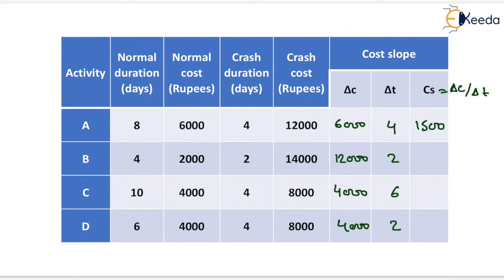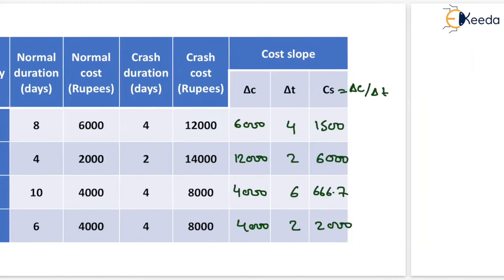Similarly 12,000 divided by 2, it will be equals to 6000. 4000 divided by 6, it will be equals to 666.7, and 4000 divided by 2, it will be equals to 2000. So we had determined the cost slope of each and every activity. Now we will draw the diagram as per the given condition in the question.